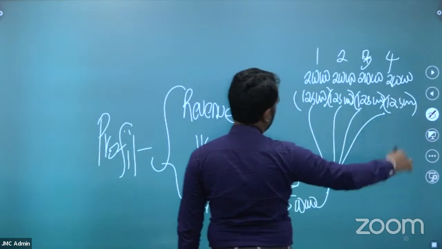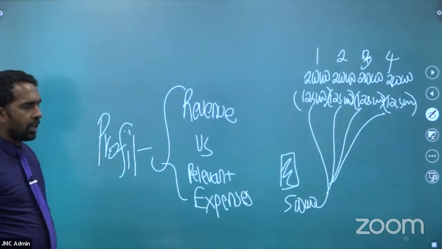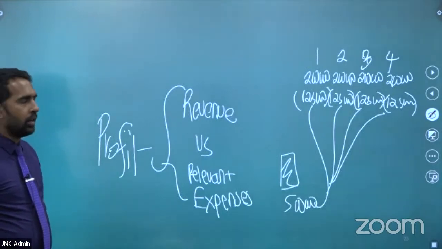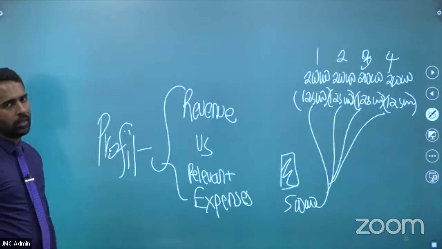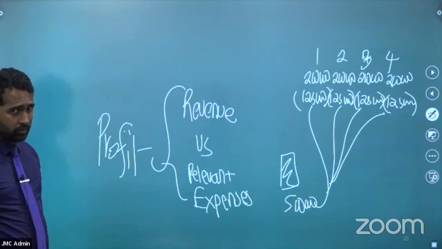125,000 depreciation. If I'm getting the same income here, I'm going to allocate the expense from that income. So I'm going to match that expense versus the income.